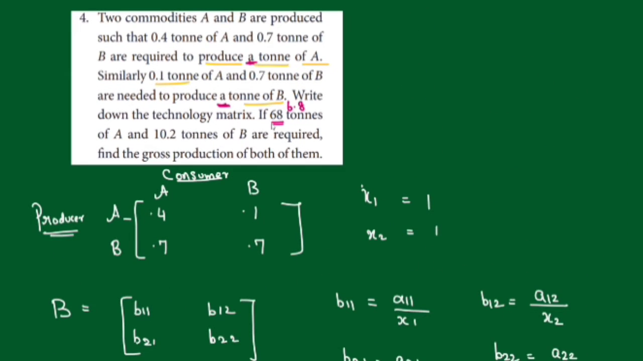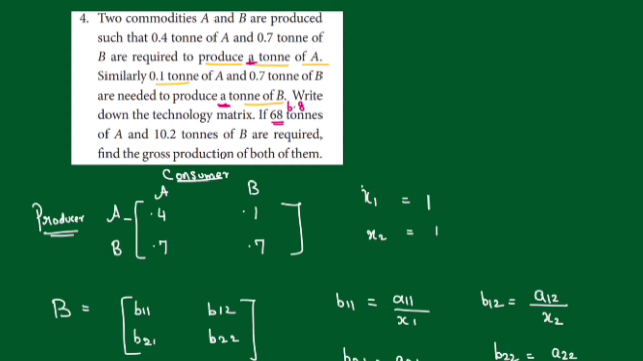See, if 6.8 tons of A are required, that means the demand outside is 6.8 tons of A. Outside demand, apart from what they are using. A is producing, and A is using a part of it. A is also supplying to B. Similarly, B is producing, B is supplying to A, and B also uses some by itself. Now apart from this, there is a demand outside. The demand is 6.8 tons of A and 10.2 tons of B.